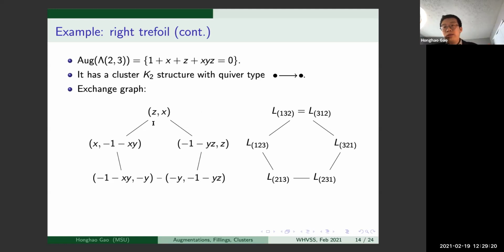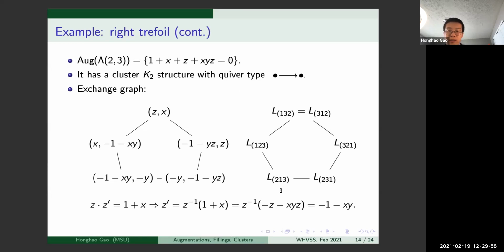One thing I also want to explain is, for example, from this chart to this chart, what does mutation look like? When I mutate at this z, I want to create a new cluster variable. This is my formula: z times the new cluster variable z prime equals 1 plus x. Then z prime can be computed by moving z to the right-hand side. Then I use the relation in my augmentation variety to replace 1 plus x by minus z times minus xyz, and you can compute that z prime is minus 1 minus xy. So again, I get a new cluster variable, which is a global regular function.